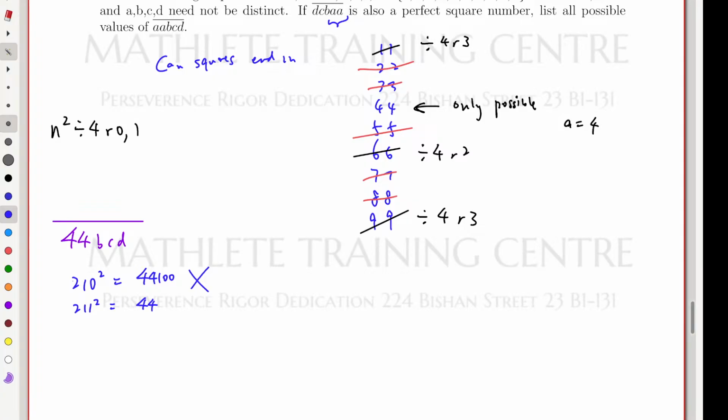So it's 44521. Yeah, 44521. And then what about 212 squared? It's 44521 plus 211 plus 212. So that's 423. So it's 44944. So immediately we know this is possible, right? 44944 is definitely our answer already.